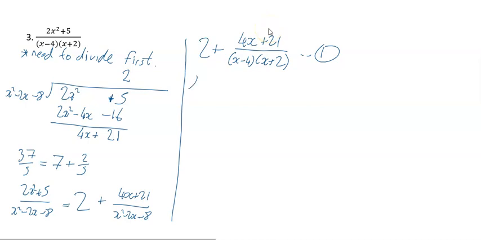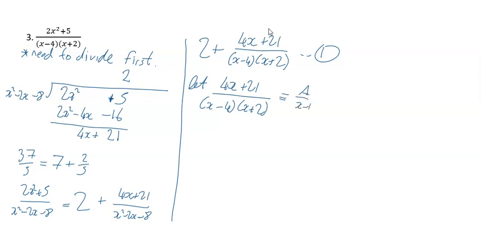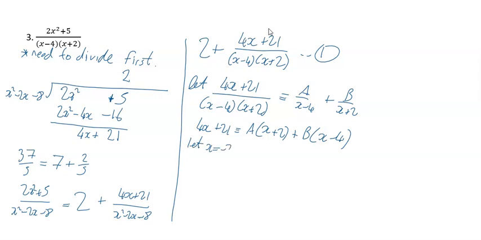So we're just going to say let, and then it's just back to, for the time being, the typical question that we've done before. So 4x plus 21 over x minus 4 upon x plus 2. Let that equal a over x minus 4 plus b over x plus 2. And then that's going to mean that 4x plus 21 is identically equal to a times x plus 2. Skipping through this quite quickly, this one. And then b times x minus 4. And then we're just going to say let x equal minus 2.